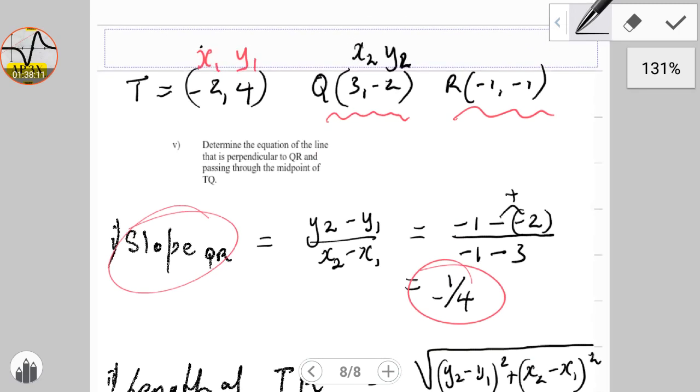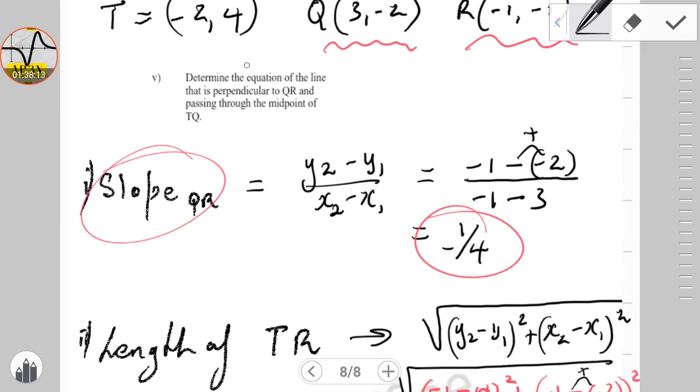All right, and finally, then, to wrap this up here, we're looking at finding the equation of the line that is perpendicular to QR, and it's actually passing through the midpoint of TQ. So try to add a little bit of twist to the question here. Normally, it tells you that it's passing through a specific point, or it's passing through the midpoint of the actual line, all that fancy stuff. I tried to twist up the question a little bit here for my students.